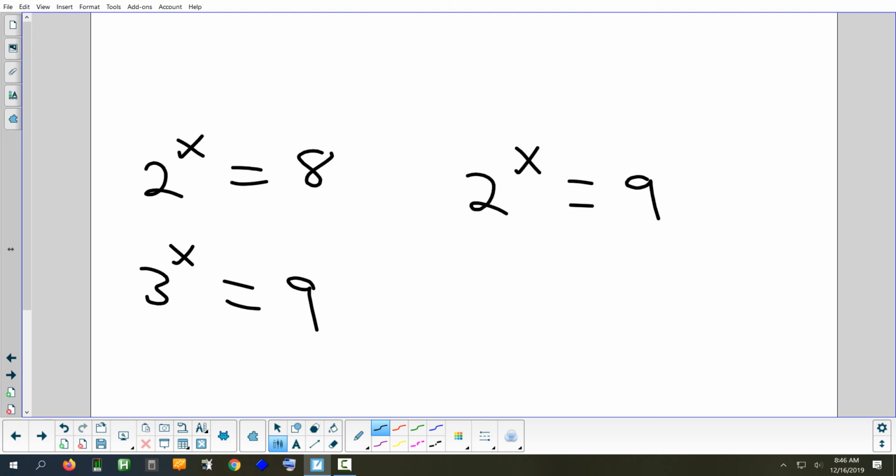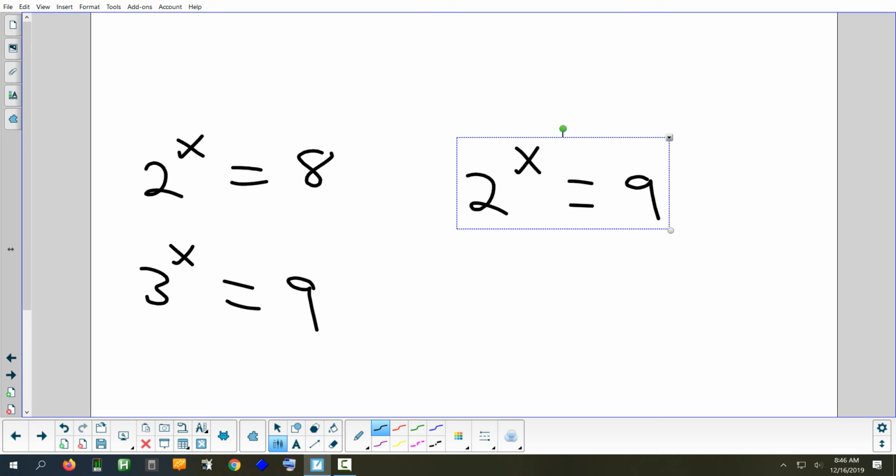Yeah, this isn't a power of 2. 2 cubed is too small. So x being 3, no, that'd give you 8. X being 4, that's too big now. So the answer is now somewhere in between 3 and 4. And it's not something you can guess easily. Right? Especially if they asked you for like 2 decimal places. It's going to take forever to keep trying numbers to figure that out.